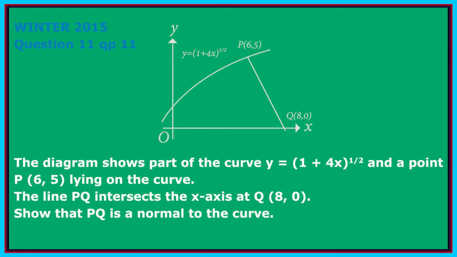Winter 2015, question 11, QP11. The diagram shows part of the curve y equals (1 plus 4x) to the power half and a point P (6, 5) lying on the curve. The line PQ intersects the x-axis at Q (8, 0). Show that PQ is a normal to the curve.